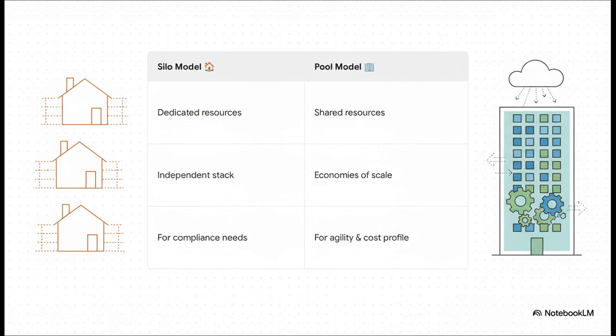First, you've got the silo model. This is like giving every single tenant their own private single-family house. All the infrastructure is just for them. Or you can go with the pool model. Think of this like a big apartment building, where all the tenants get their own unit but share the building's resources, like compute and storage, which really helps to keep costs down.